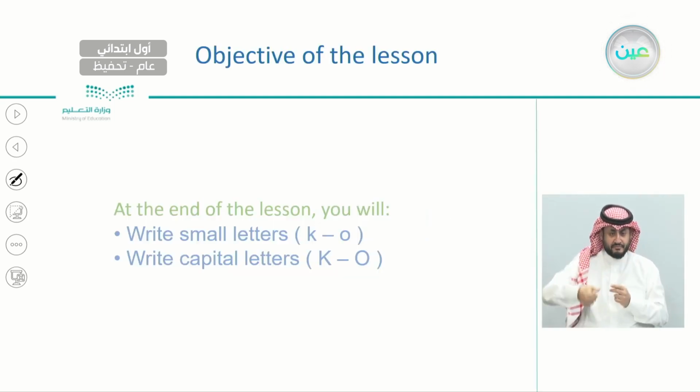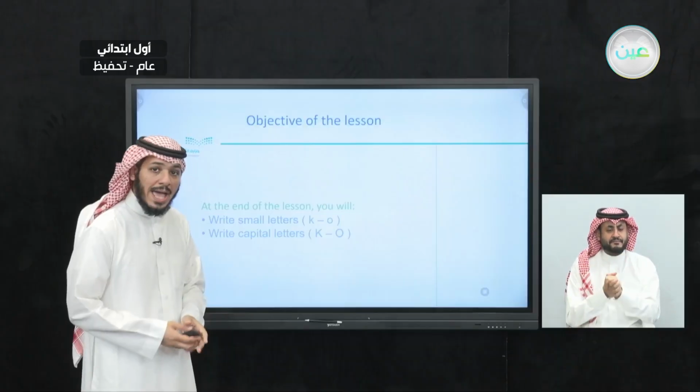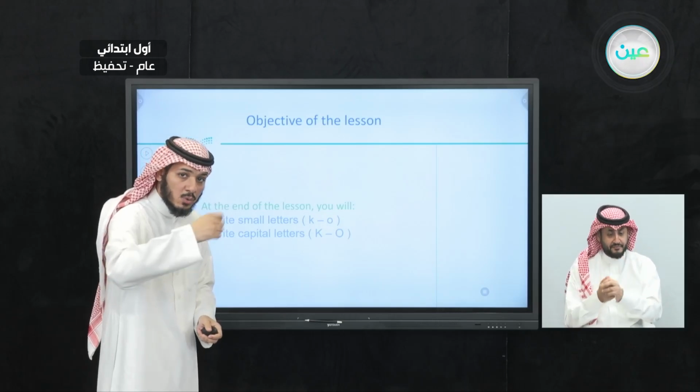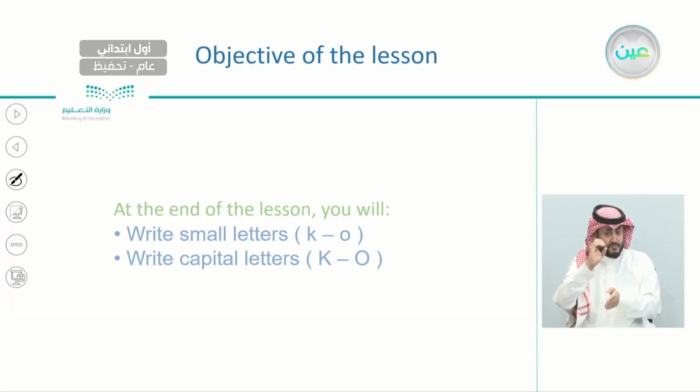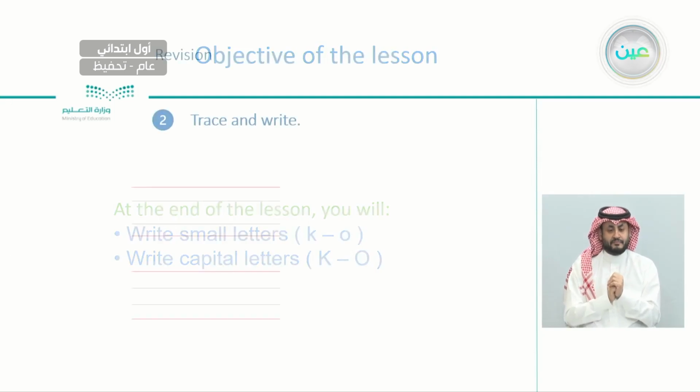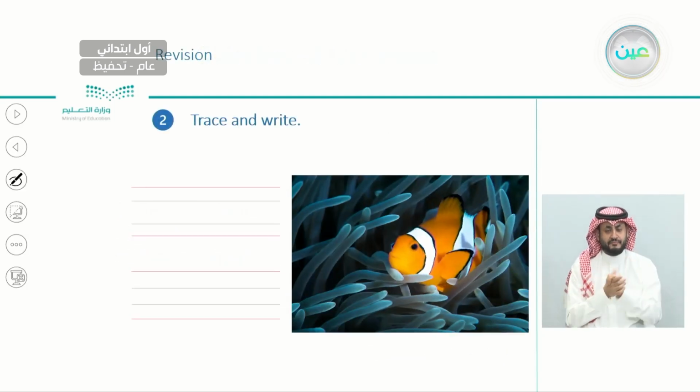Okay, what will you learn today? You will learn how to write with a pen, how to write small letters K to O, from K up to O, and write capital letters K to O, okay? But before we start, let's make a revision of the last letters we took last time.